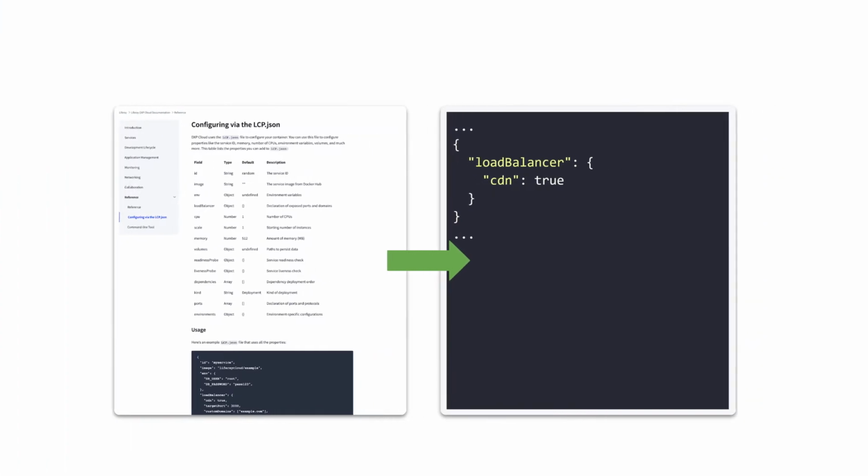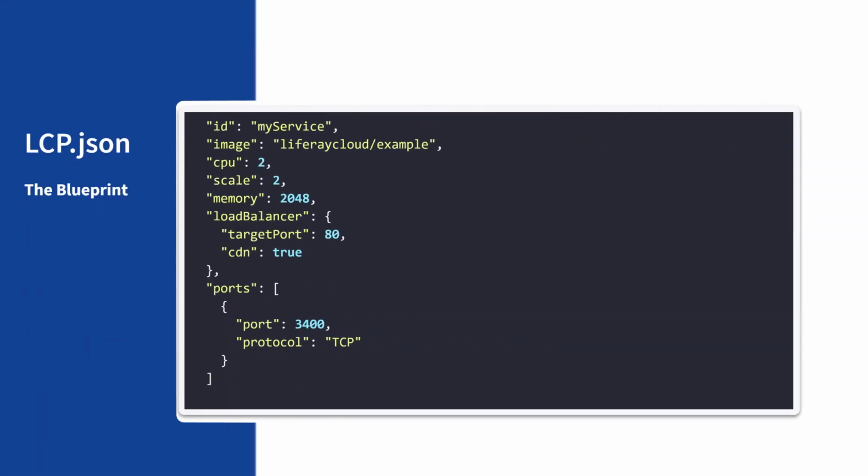For example, the CDN setting here. Our documentation will show that this can be set to true to enable. Copy that value in and redeploy, and you're ready to go. There are two such files that you'll use most for these configurations. The first is the LCP JSON file.